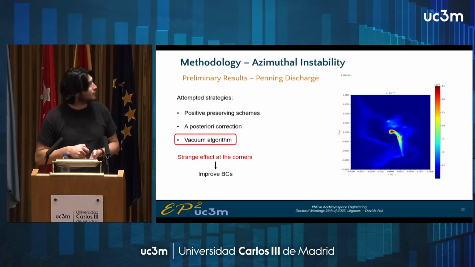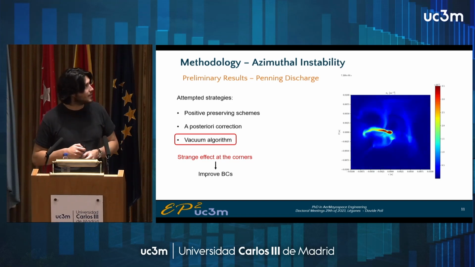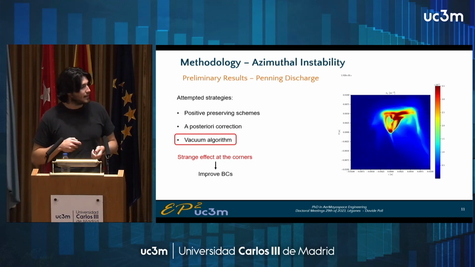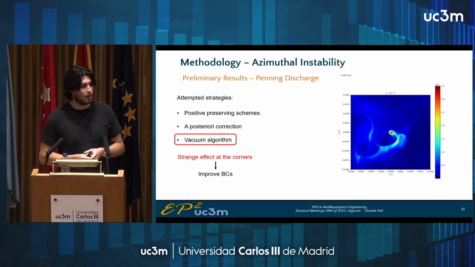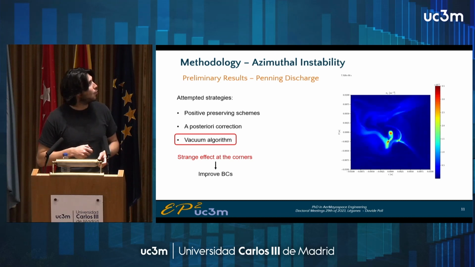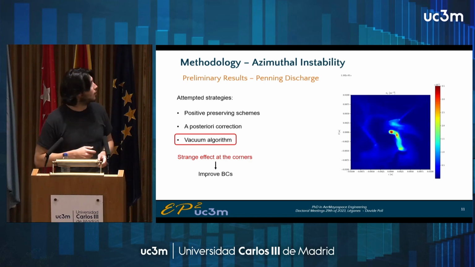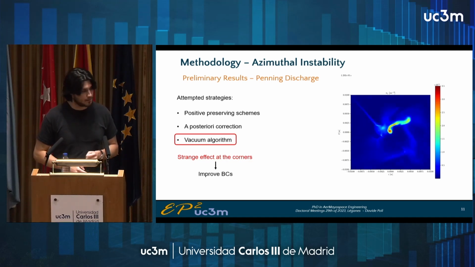And as you can see on the right, after a chaotic transient phase, which I cut for the sake of time, you can see the formation of a single spoke, m=1, rotating in the E cross B direction. This solution is somehow contaminated by what I think is reflection of shock waves at the corners of the domain, which means that probably I should work a little bit more on boundary conditions.